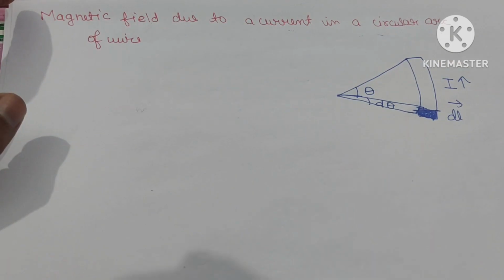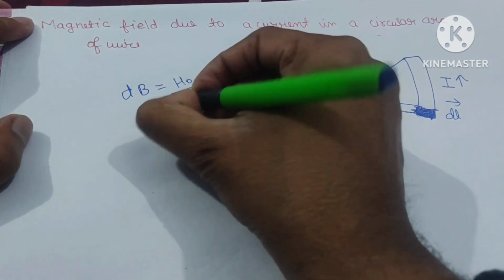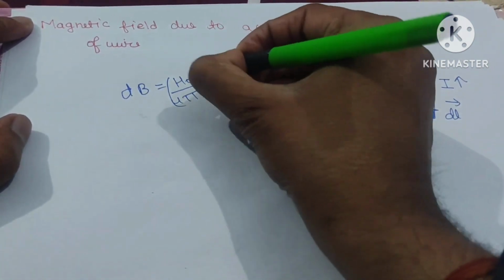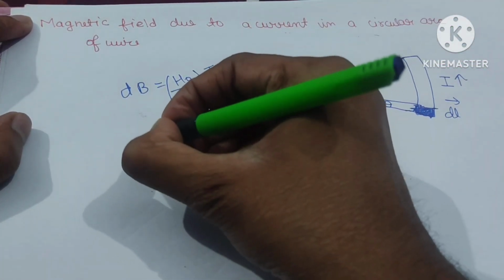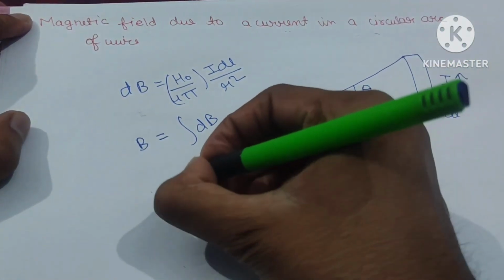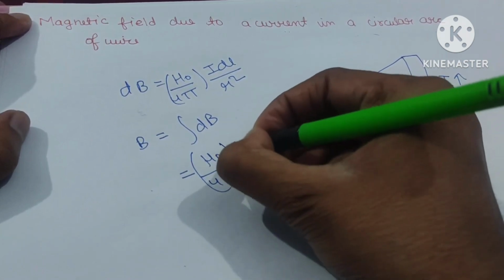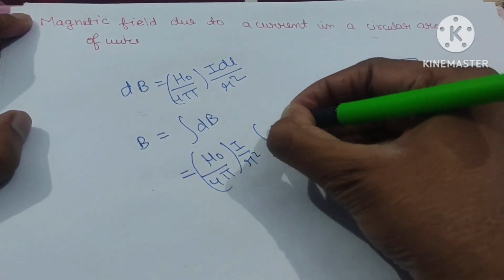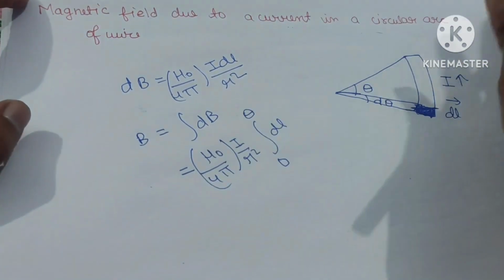Okay, let's go. From Biot-Savart law we know dB is equal to mu naught by 4 pi I dl by r square. So from here, if we integrate dB, this is the exact equation. So mu naught by 4 pi, I by r square will be the common factor. Here we are left with dl, and dl will be integrated from 0 to theta.